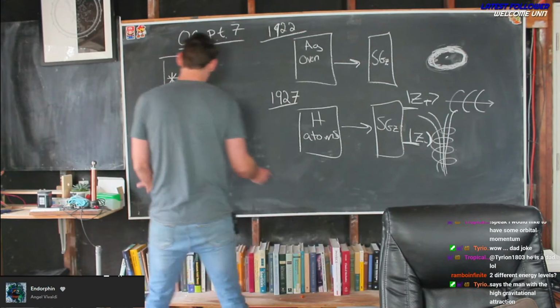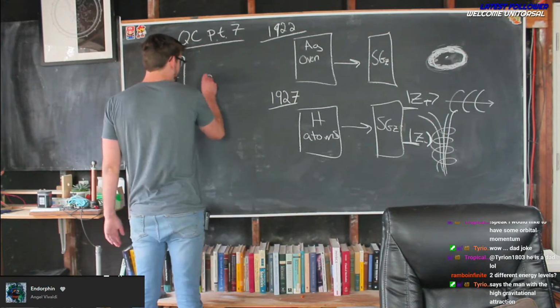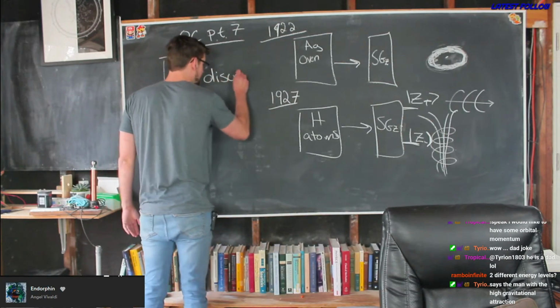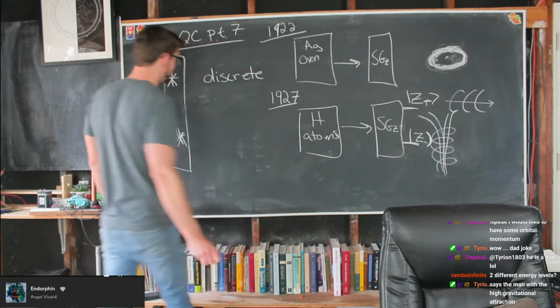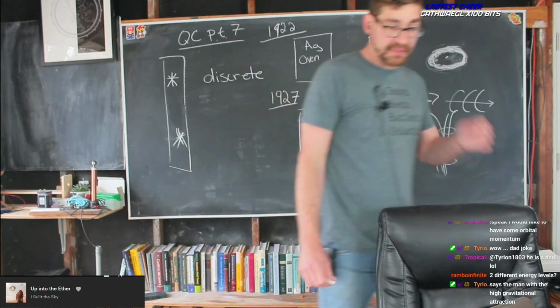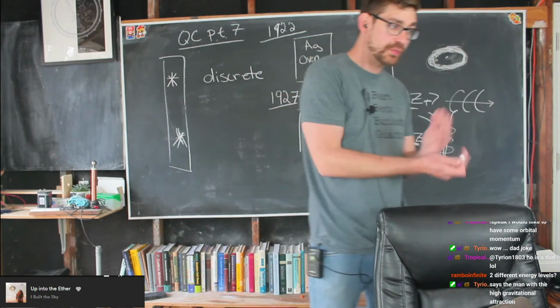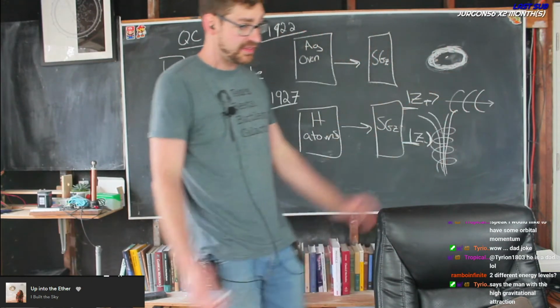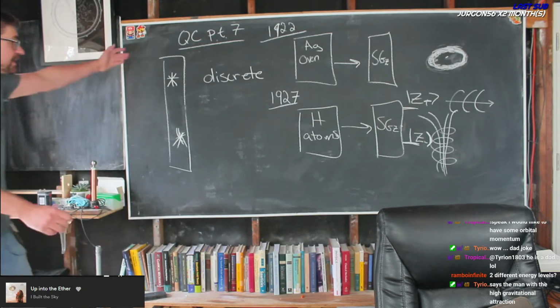But here's the other thing. It's discretized. Did I spell discrete right? Something like that. It's discretized, meaning that for this situation, there's only two answers. Spin up and spin down.